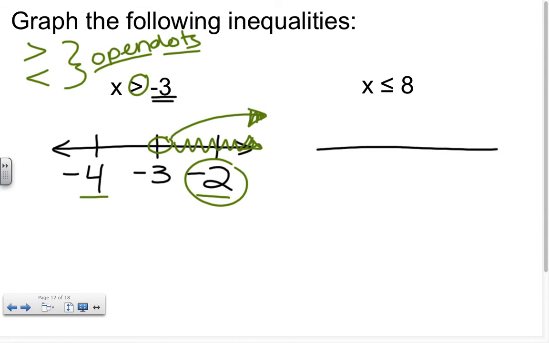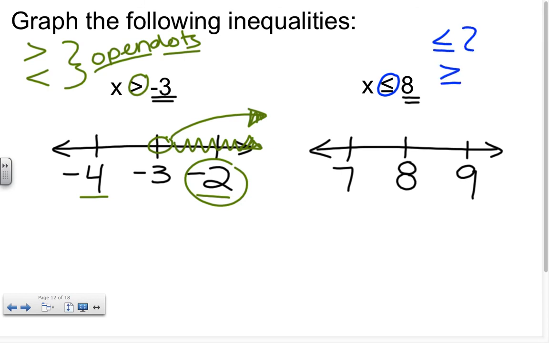All right, let's do this one. Now we're on the positive side of things. Again, you're going to take the number that's in the inequality, put it in the middle, put a number on either side, and then decide open or closed dot. On this one, it has the equal sign, so we have greater than or equal to, and remember that these two are going to be closed dots because they're equal to.